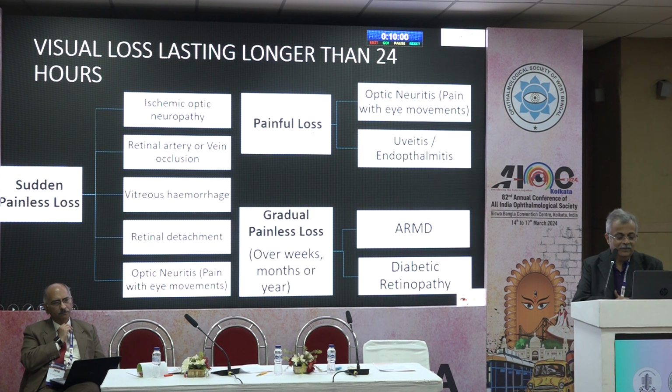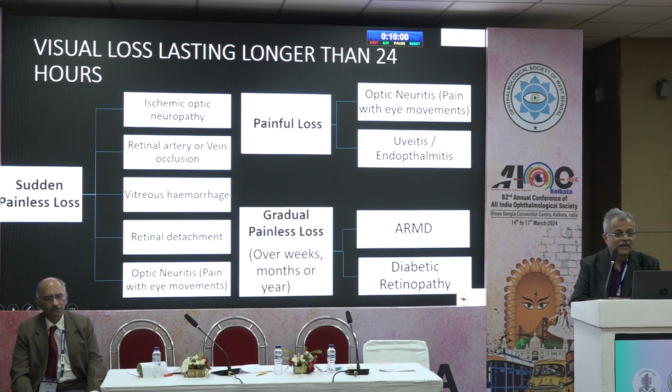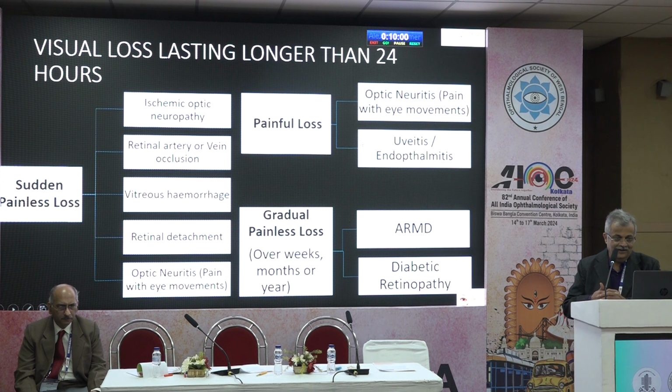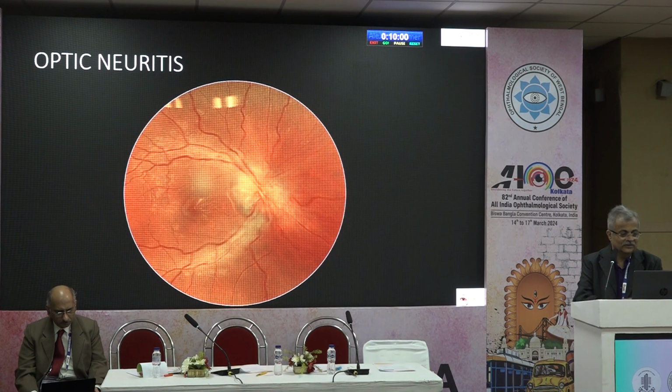Now, painful vision loss is optic neuritis, and most important is acute endophthalmitis, especially when you have operated on a patient for cataract and suddenly he complains of pain and loss of vision. You have to suspect that it could be infectious endophthalmitis and examine that patient at the earliest. Sometimes it could be non-infectious uveitis also. Gradual painless loss of vision could be because of ARMD or diabetic retinopathy, or even vein occlusion can be gradual, or when a patient suddenly closes one eye, he realizes that in the other eye he has no vision or less vision.